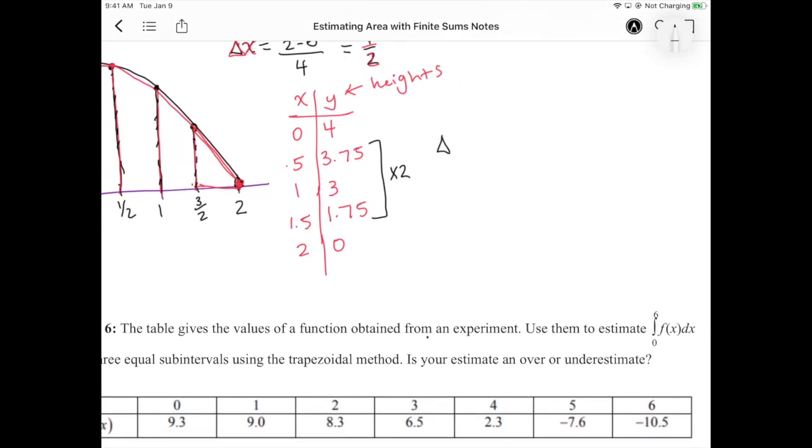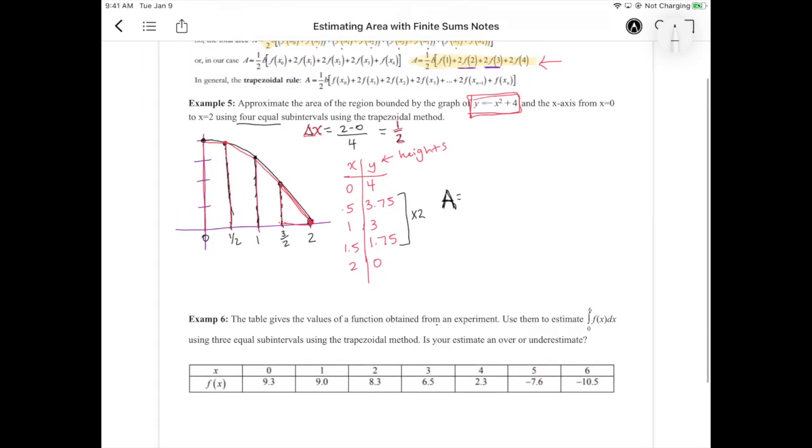Okay, so here's my area. So I need to multiply my 1/2 times the base. My change in x is my base right here. The change in x represents the base of each trapezoid. So 1/2 times 1/2. And then I'm going to start adding the heights. So 4 plus 2 times 3.75. That one gets added twice.